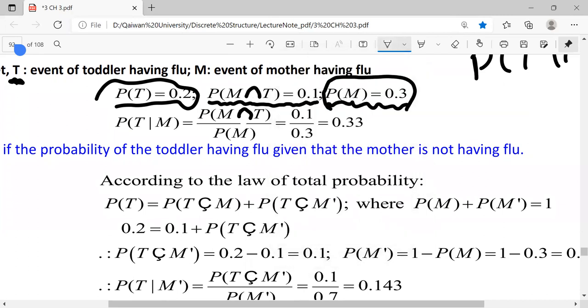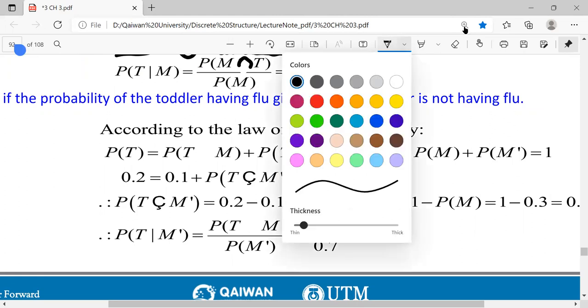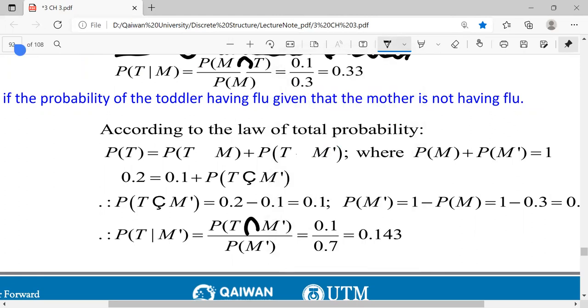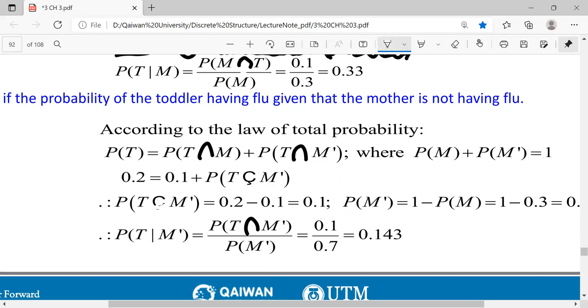And here we have the second question about the example. I'm going to upload this version of the lecture notes for you on the e-learning. Okay.